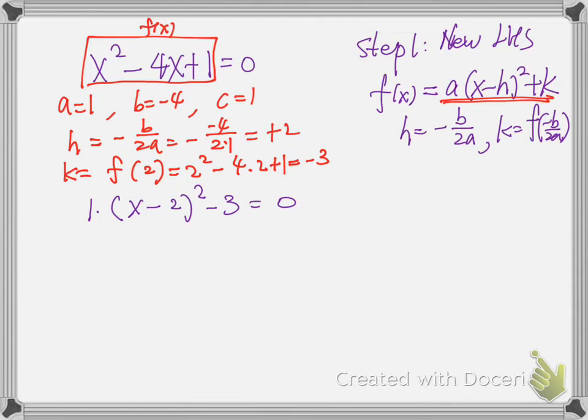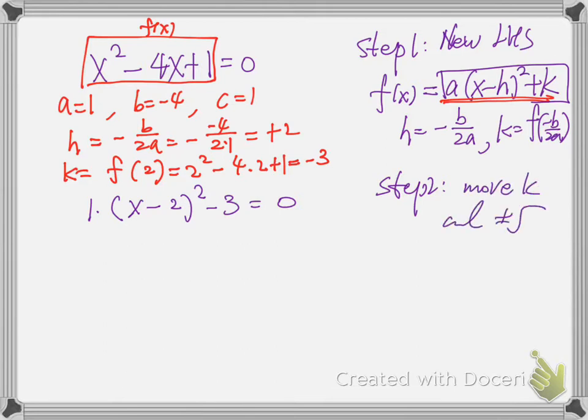So that's our step 1. We change the left hand side to the standard form. And now step 2, move k and take positive negative square root. Move k divided by a, but a is 1. So move k: plus 3 on both sides. We got x minus 2 squared is 3.